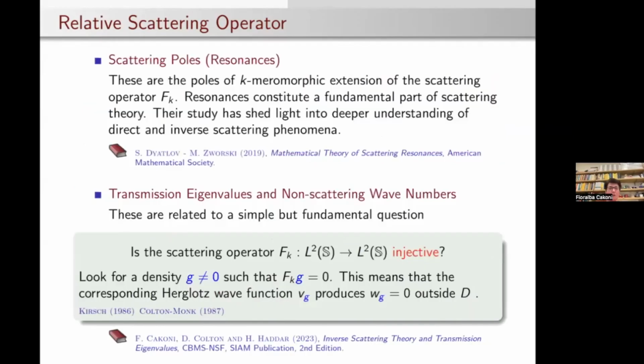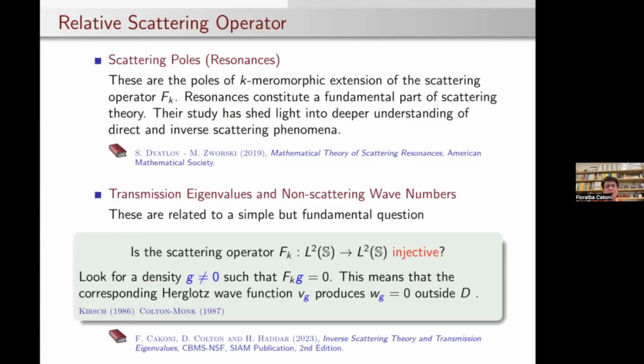All right, so you have this object, the far field operator or relative scattering operator, and this is not a new object. It has been studied and is fundamental to scattering theory. In particular, for years, people have studied the scattering poles, resonances. It's a beautiful area of scattering theory with amazing results, and many of you have contributed to this area.